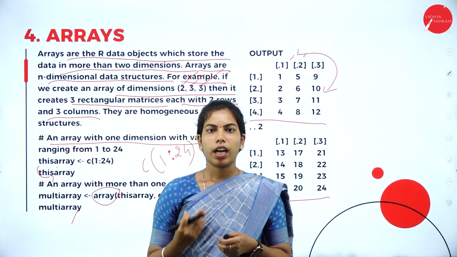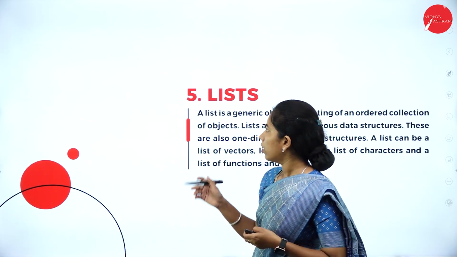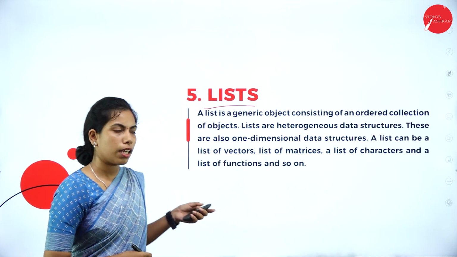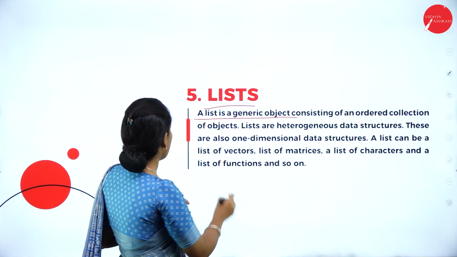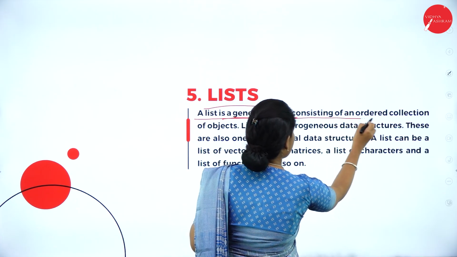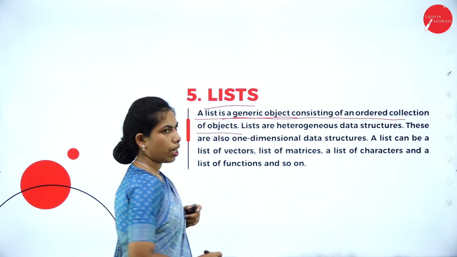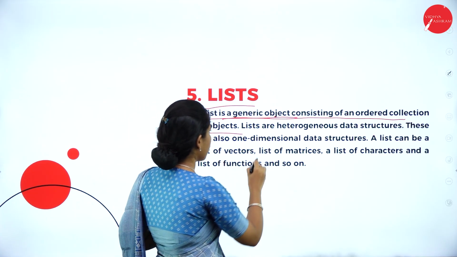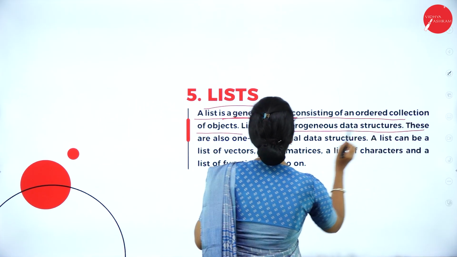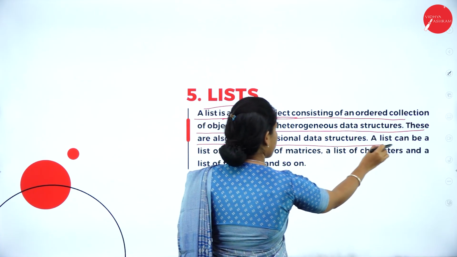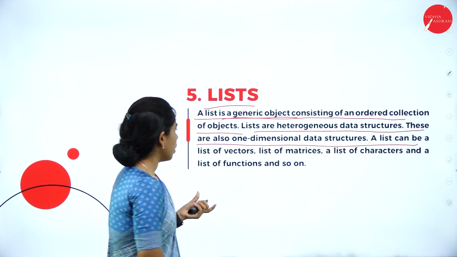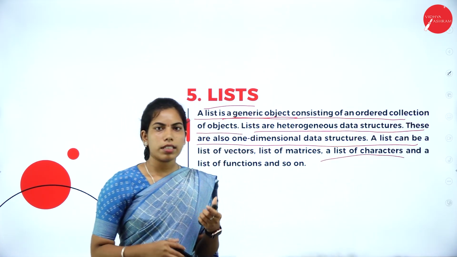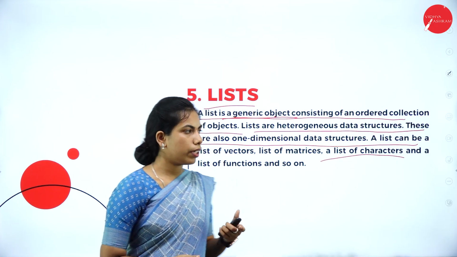So let's see another example. The last one is list. List is the last type of data structure. A list is a generic object consisting of an ordered collection of objects. Lists are heterogeneous data structures. These are also one-dimensional data structures. A list can be a list of vectors, a list of matrices, a list of characters, or a heterogeneous type of data structure.